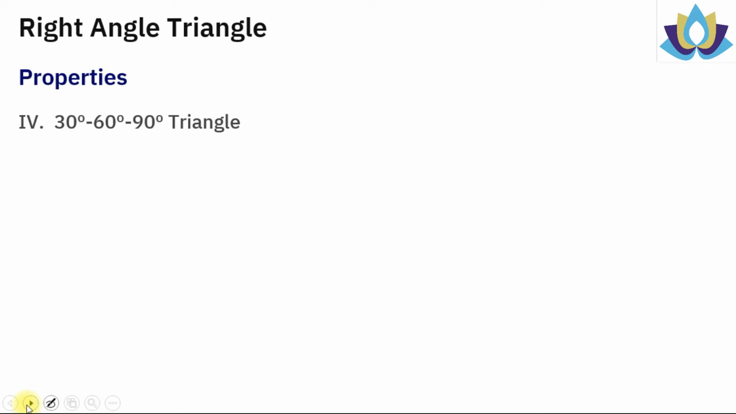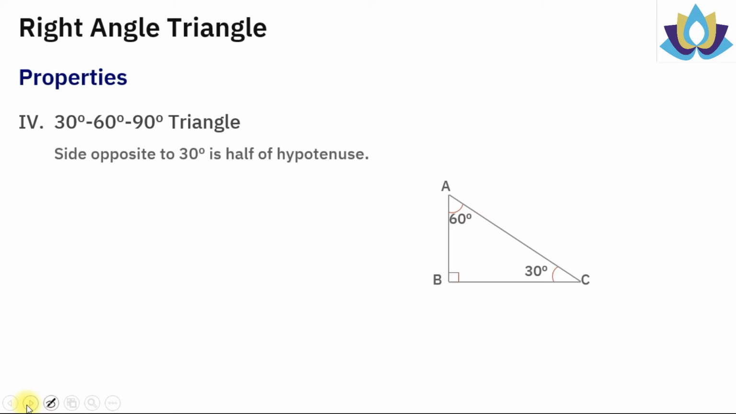Let's see the 30, 60, 90 theorem. If this is a triangle, and if angle C is 30 and angle A is 60, in that case the side opposite 30 is half of the hypotenuse. I hope you still remember that. The side opposite 30 is half of the hypotenuse. So AB, which is the side opposite angle 30 degrees, you can clearly see, that side AB is half of the hypotenuse.